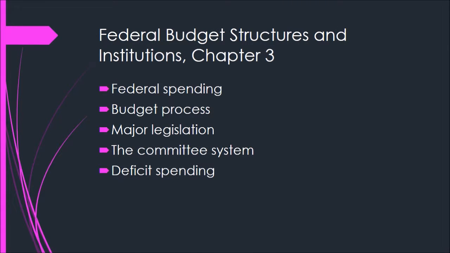The focus of Chapter 3 is on the structure of the federal budget. We will examine federal spending and analyze if the budget process has been a tool to control spending.